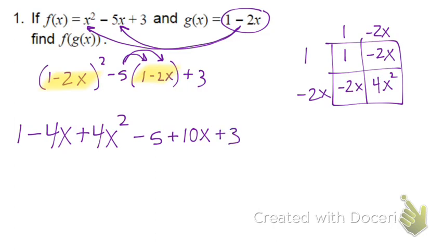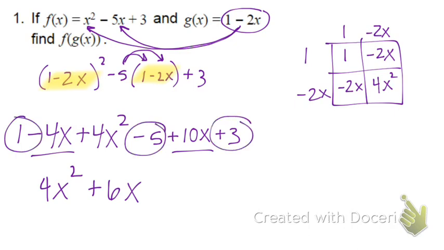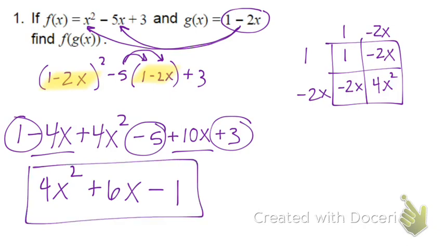Combining like terms, we get 4x squared. This negative 4x and positive 10x add back to a 6x. And then we have a positive 1, a negative 5, and a positive 3, which is negative 1. Final answer. Some of you guys factored it. I don't need it to be factored. I just need the composition simplified. So as long as you had that on your paper, I gave you a correct answer. Any questions about number one?